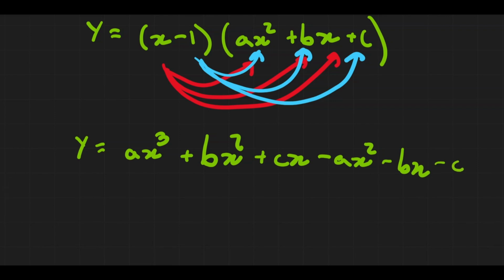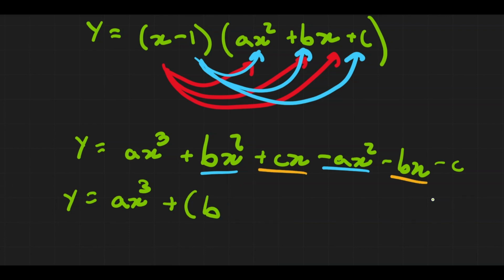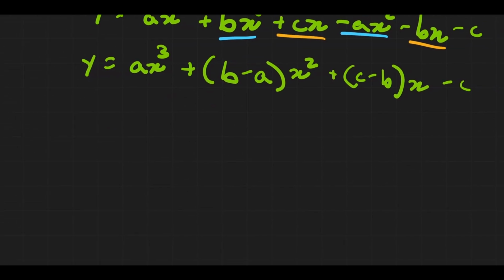And now we can just polish everything up by combining like terms. Y equals ax cubed plus, we have a bx squared and a minus ax squared, and we have a cx and a minus bx. So we have a b minus a x squared and c minus b x minus c. Awesome. So that's an equation for y.